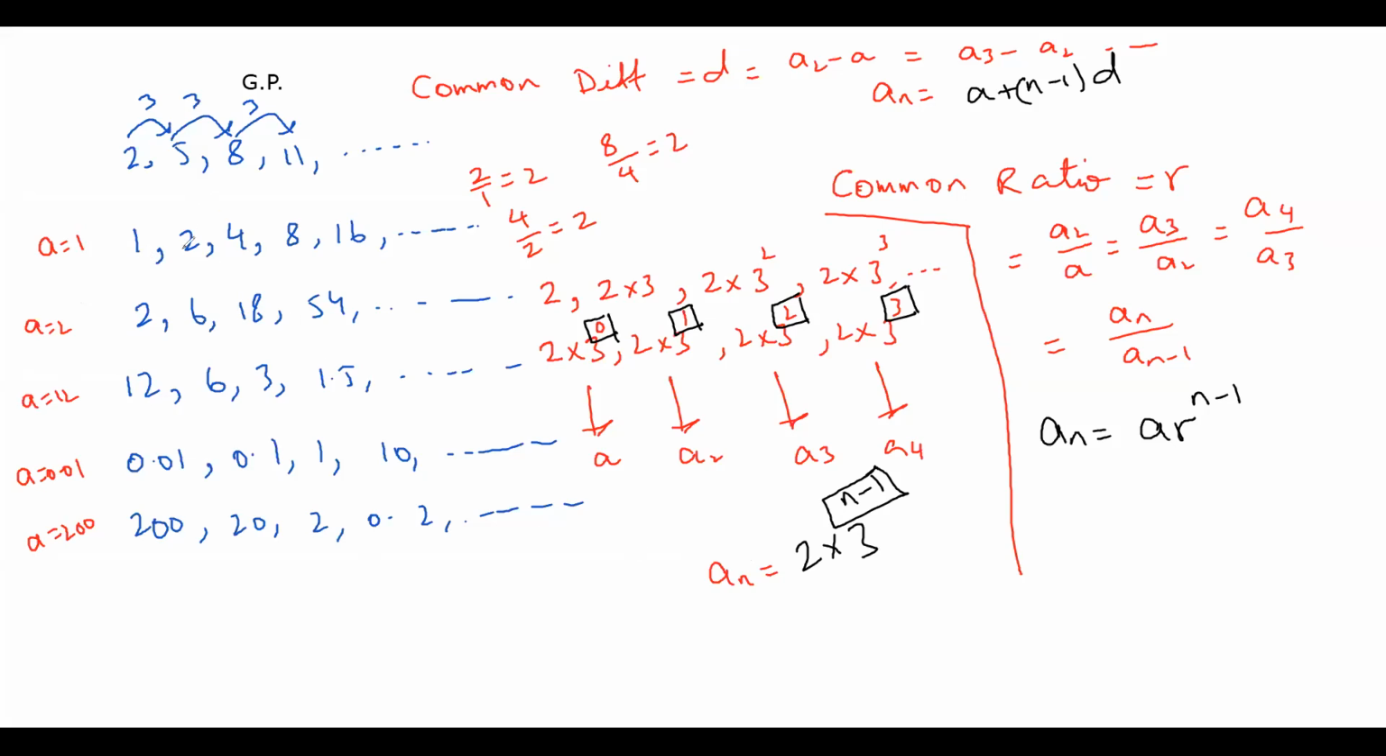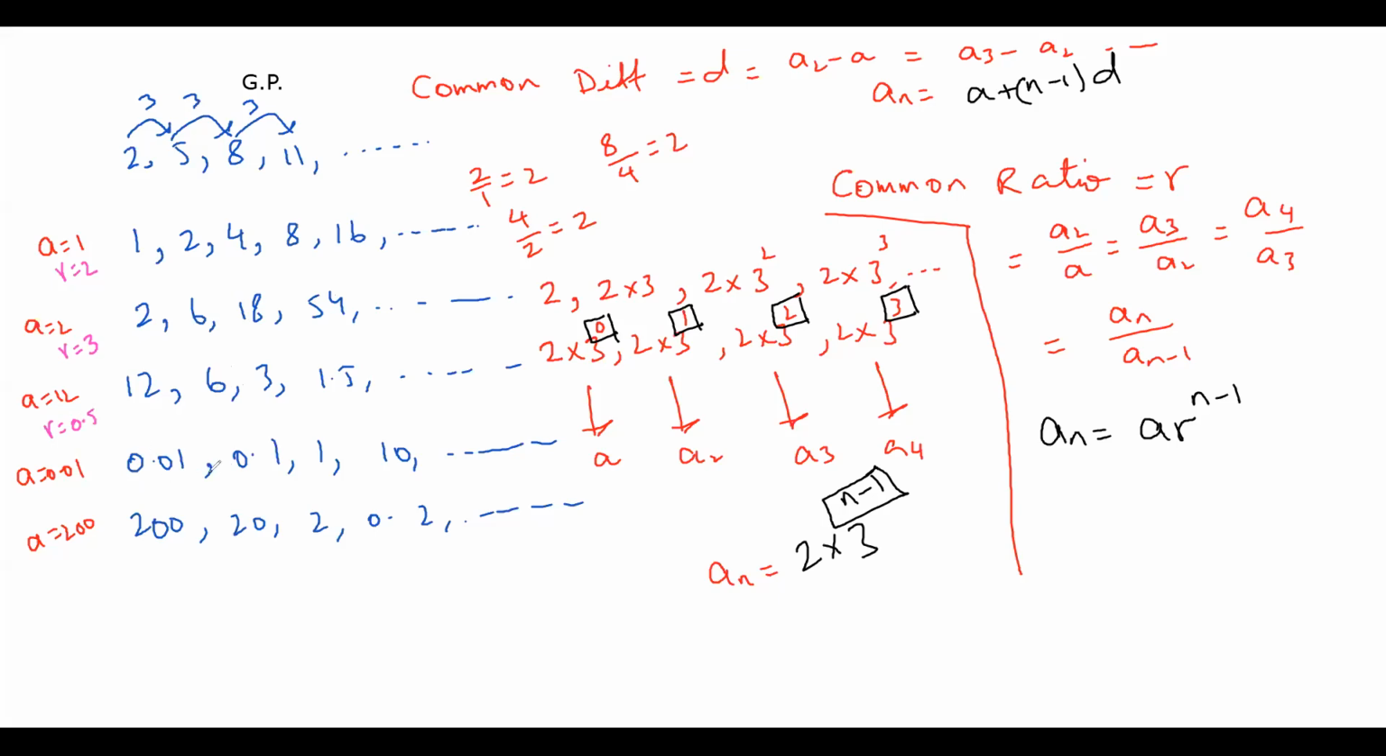Now, what is R in the first sequence here? 2. That is 2. R is 2. What is R in the second case? We've already done this. That is 3. R is 3. And what is R here? 1 over 2. Or you can say half or 0.5. This is totally up to you. So this is half or 0.5, whichever way you want to write it.